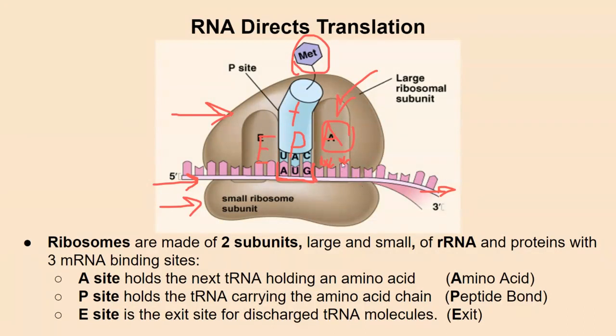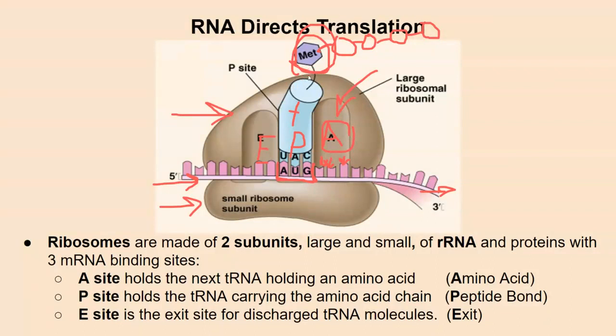Once it finds a match, the whole complex will kind of move over, and that tRNA will now be in the P site. The P site stands for peptide bond. This is when the amino acids will be connected to the next amino acid with a very strong peptide bond. And what we'll actually see is this long chain of amino acids starting to form out of the P site.